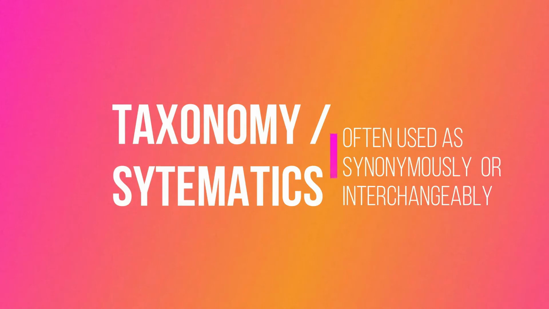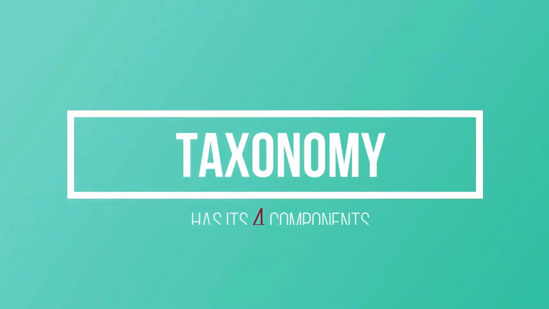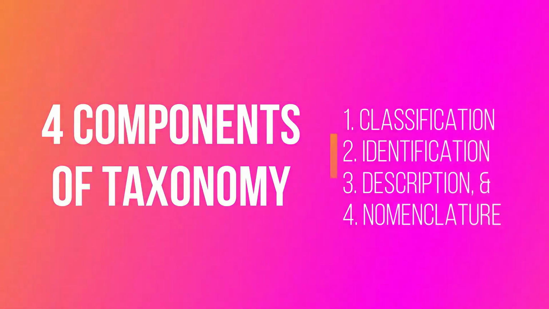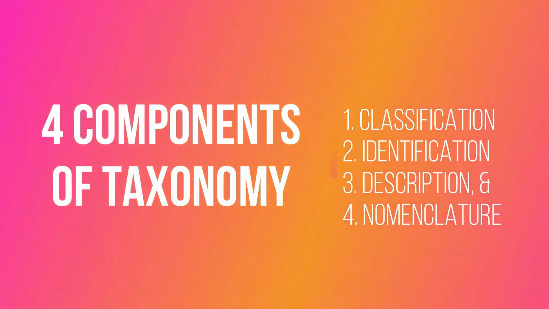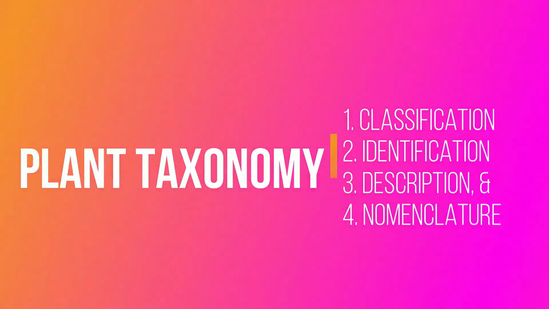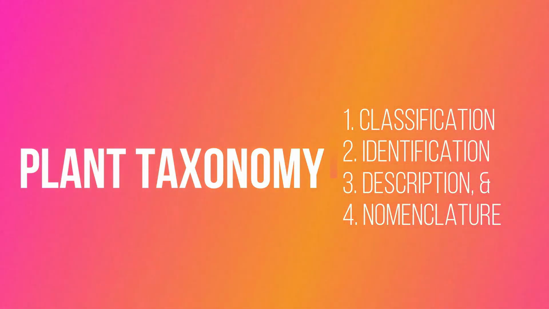Now, we have to understand another important part of taxonomy. Primarily, there are four basic components of taxonomy, okay? Classification, identification, description, and the correct naming, or otherwise we call it nomenclature. Now, in brief, when the subject of classification, identification, description, and correct naming is all about plants, then it is called plant taxonomy. The plant kingdom is extremely large and diversified.